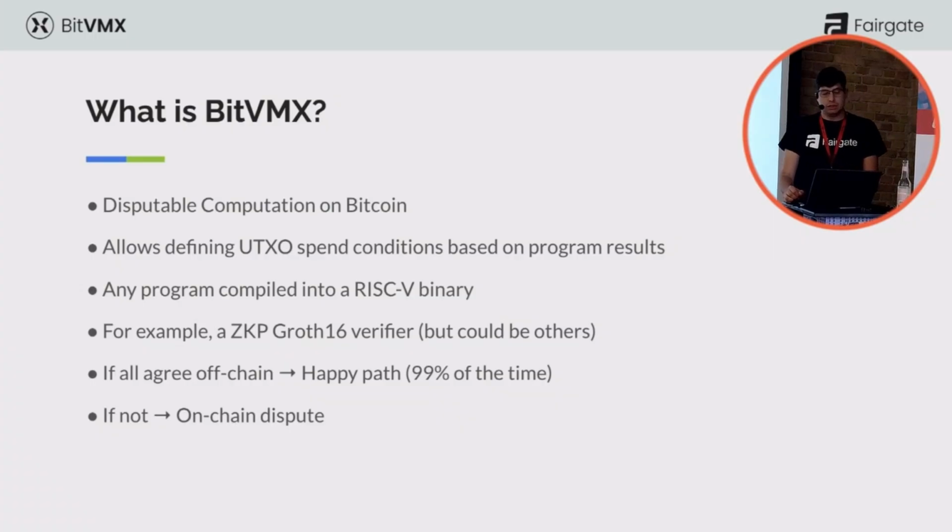And the way it works is an optimistic protocol. If everybody agrees on the result of the computation, it's the happy path, and nothing happens. It's a very small footprint on chain, so it's very cheap. If somebody disagrees on the result of the computation, then there is an on-chain dispute. It takes several transactions to be resolved, but it's not that expensive.